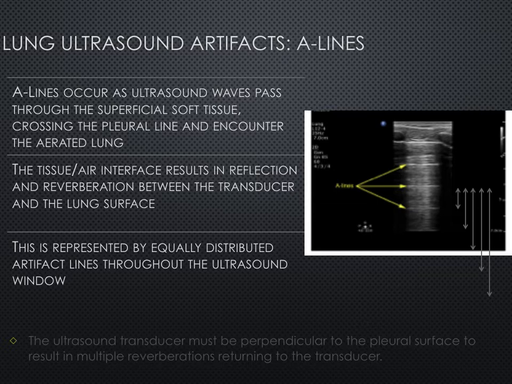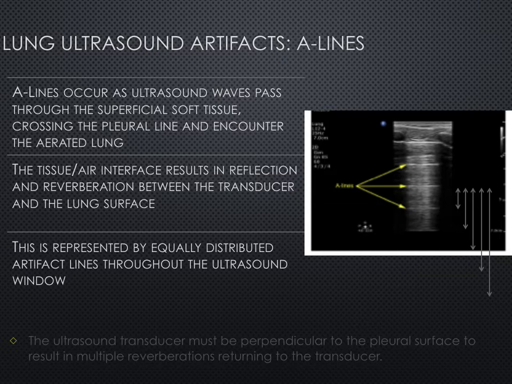You know that it's an A line because the A line should be the distance between where your probe is at the chest wall and the interface with the pleural line itself. So the distance between the probe at the chest wall and the pleural line should be the equal distance between each of the A lines that you're seeing below.